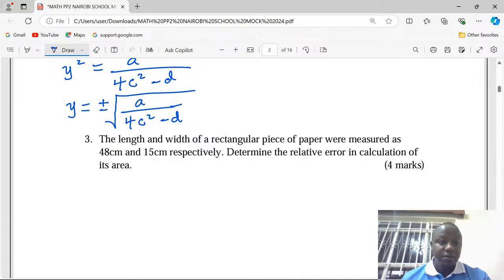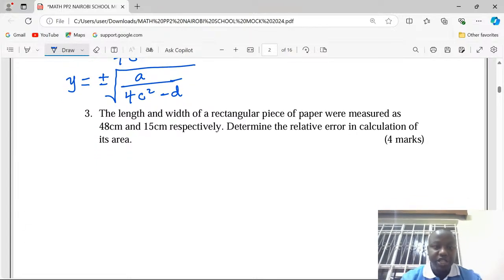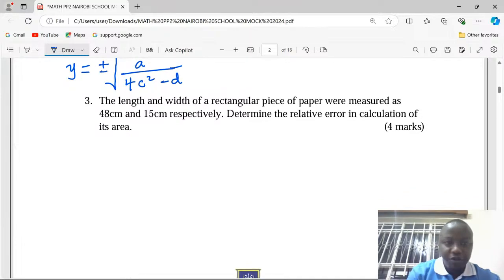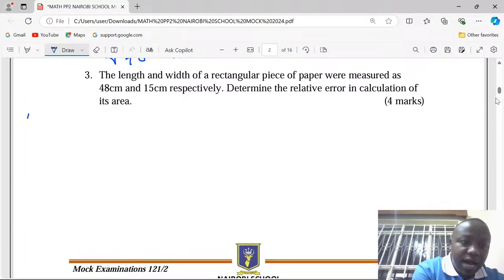Number 3, which is a simple question on errors and approximations. The length and width of a rectangular piece of paper were measured as 48 centimeters and 15 centimeters respectively. Determine the relative error in calculation of its area. It's good for you to know that these measurements have been recorded to the nearest whole number, as you can see. And when in the nearest whole number, then there is an absolute error in the recording. Absolute error will be the accuracy of 1 out of 2, and this is 0.5.